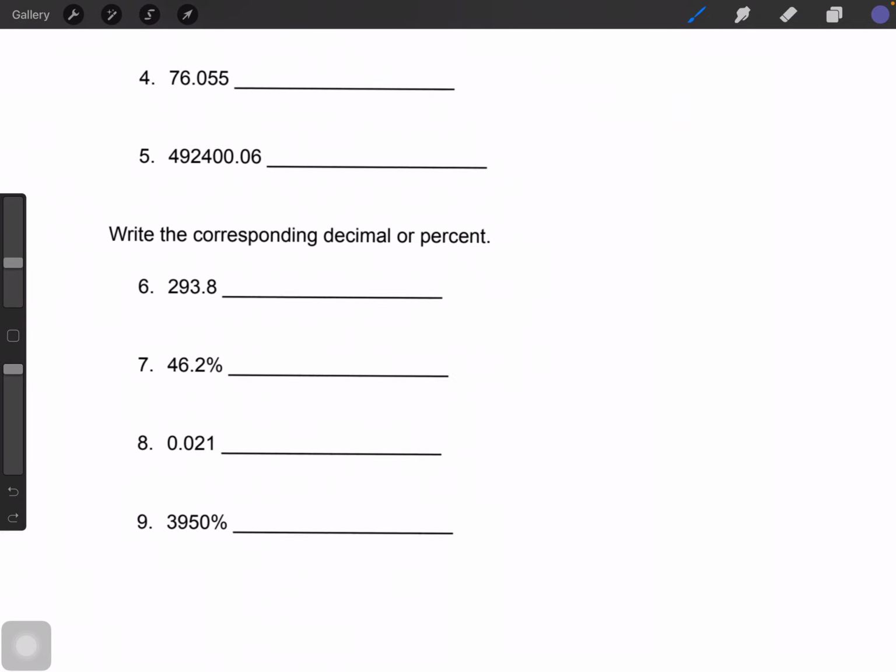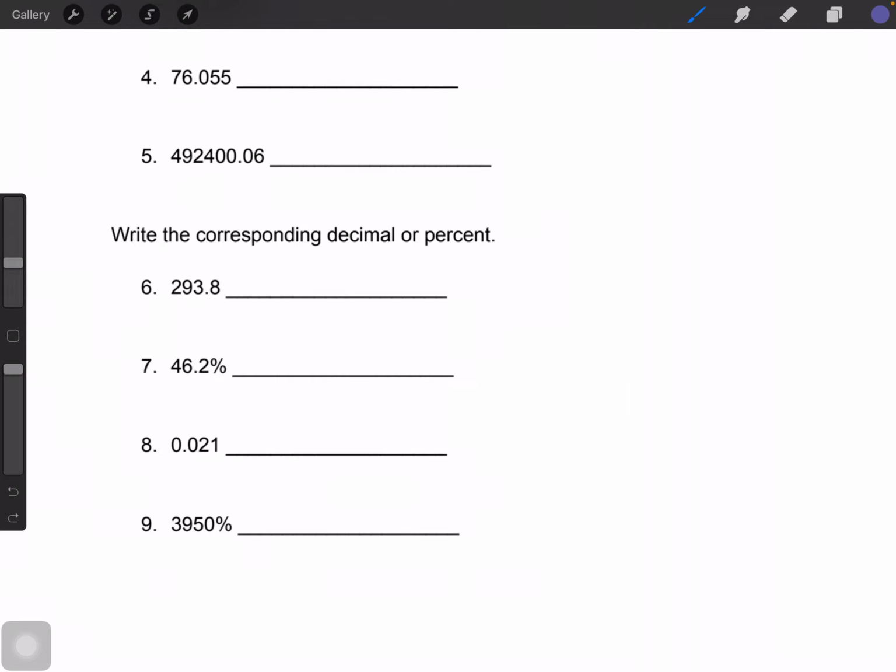Next up, it says write the corresponding decimal or percent. Okay, so decimal and percent, remember that the first one gives you a number. This is not a percent. If it was a percent, it would have a percentage sign like this. But this one is a number or a decimal because it has a decimal.